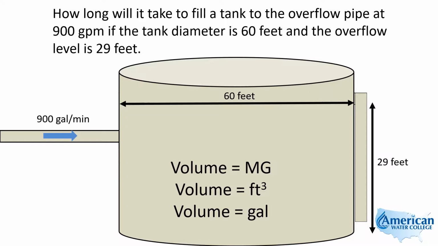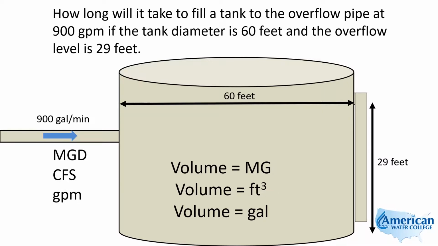Keys to solving these problems are agreement among the units. The units for your volume have to match your flow rate volume in order to plug it into that detention time formula. Your volume might be given to you in million gallons, it might just be gallons, or it might be cubic feet. We need to make sure that we use the appropriate units as compared to our flow rate.